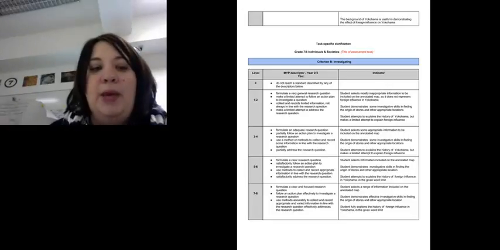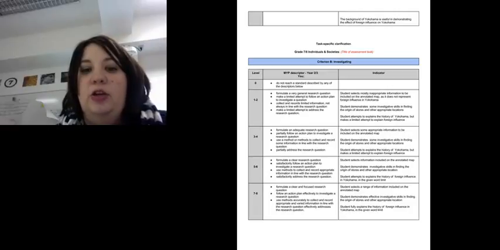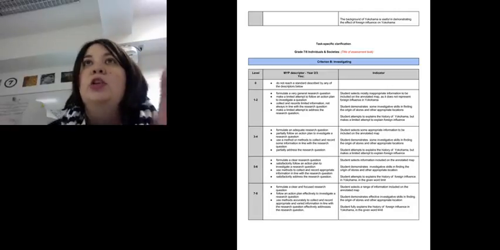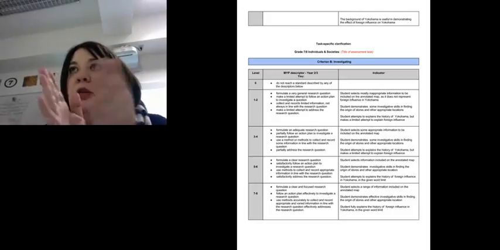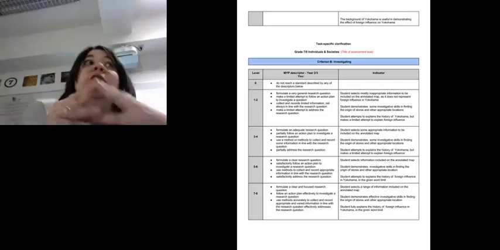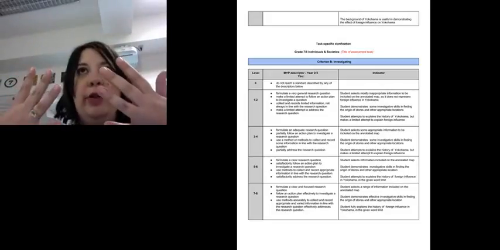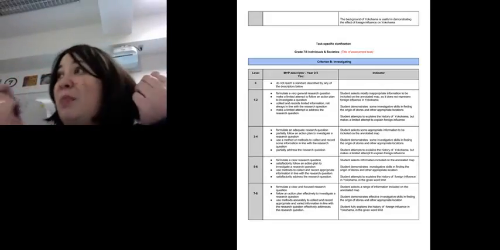Moving down to part B, this is your investigation. Student selects a range of information included on the annotated map. So you haven't just done 10 annotations of Motomachi Street, for instance. Your examples are actually examples of foreign influence. And you've explained it.